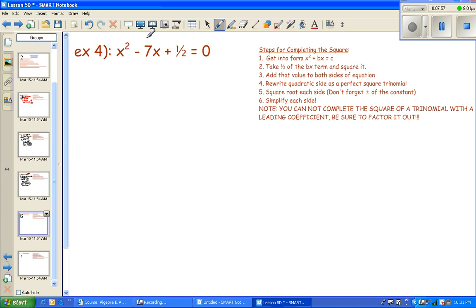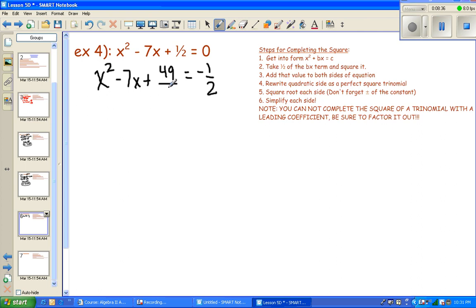Okay? Alright, so just to throw in here one that's not quite as nice, here we're going to have to take half of an odd number. So there will be problems that you encounter that will use fractions. Doesn't change how we do it. Alright, so we're going to move our 1/2 to the other side, giving us a negative 1/2. We're going to take half of negative 7, which would be negative 7 halves. It's easier not to work in decimals. And then we're going to square that, which is going to give us a positive 49.